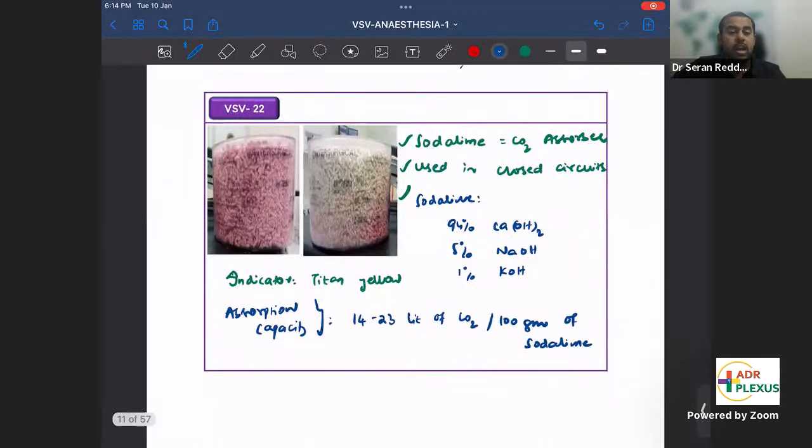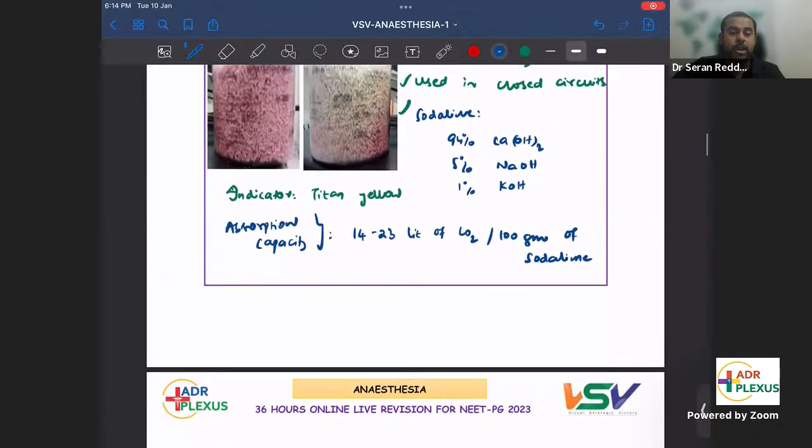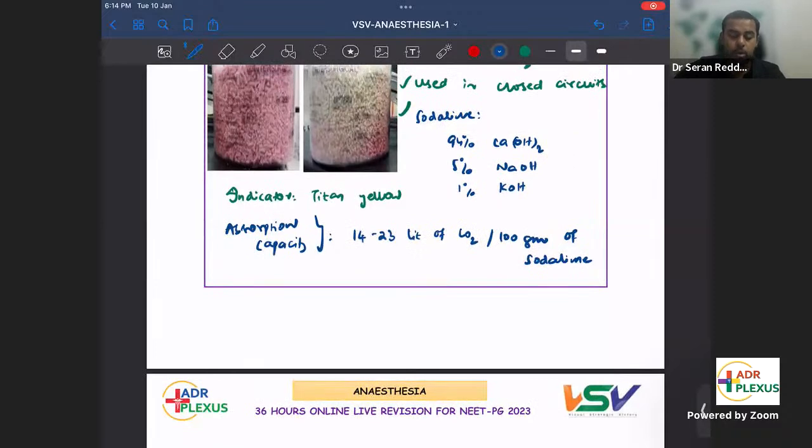Then coming to the soda lime used as CO2 absorber, used in closed circuit, and soda lime contains 94% calcium hydroxide, 5% sodium hydroxide, and 1% KOH. And its indicator is titan yellow, and its absorption capacity is 14 to 20 liters of carbon dioxide per 100 grams of soda lime. So before we go to the next one, I'll give you 1 minute to quickly consolidate before we go to the airway equipment. The time starts now.